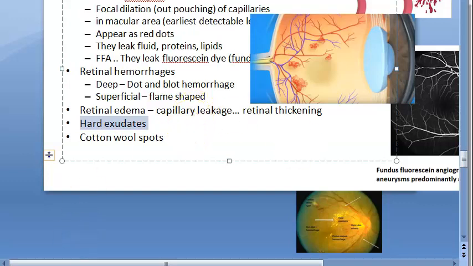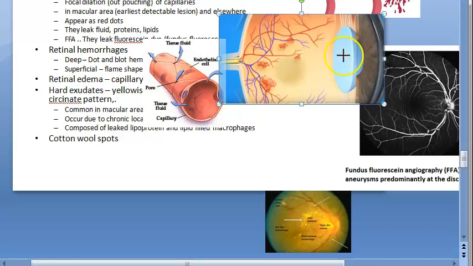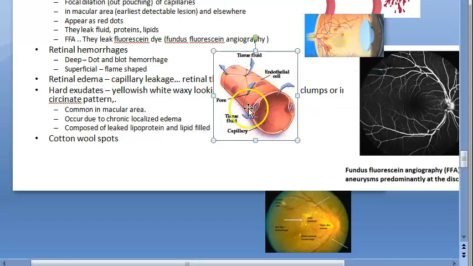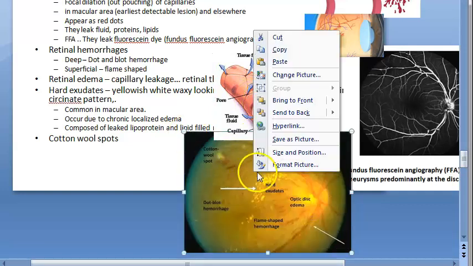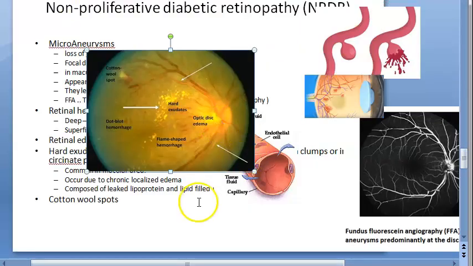So people, what are we looking at currently? We are talking about hard exudates. So they are coming out of what? Out of the capillary. So basically how do these look? They look yellowish, white, waxy. Look at this. Yellowish, white, waxy looking patches. They are arranged in clumps or in circinate pattern. These you will see usually in the macular area. They are because of what? Edema, localized chronic edema. They are composed of lipoproteins, lipid-filled macrophages.